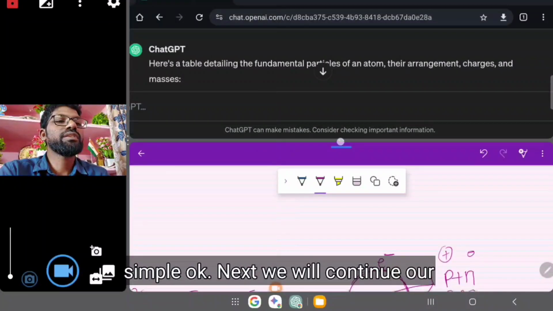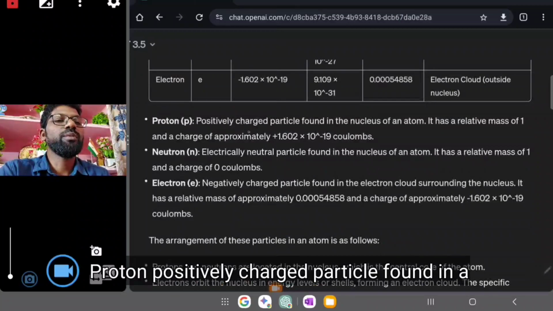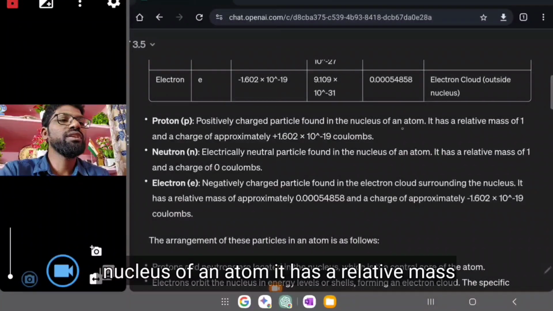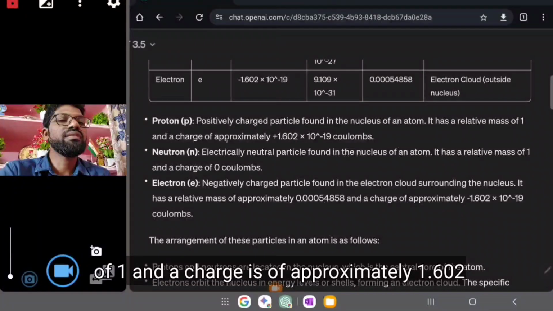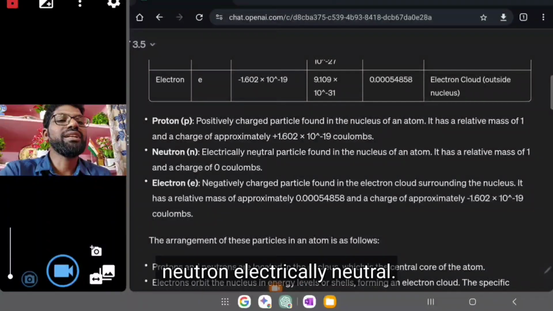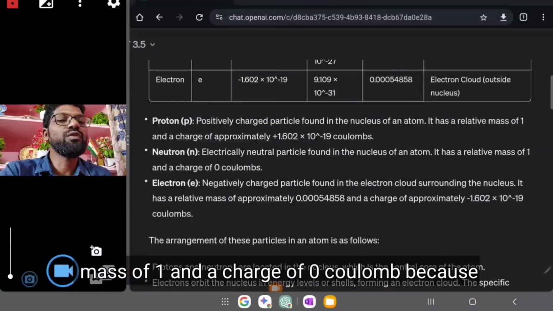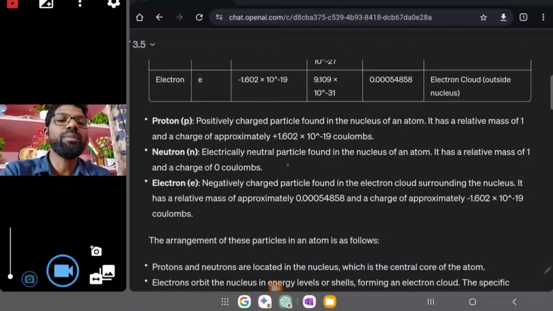Okay, next we'll continue our discussion. Proton: a positively charged particle found in the nucleus of an atom. It has a relative mass of 1 and a charge of approximately 1.602 into 10 raised to minus 19 coulombs, whereas neutron is electrically neutral, found in the nucleus of an atom, it has a relative mass of 1 and a charge of 0 coulombs, because it is a neutral particle.